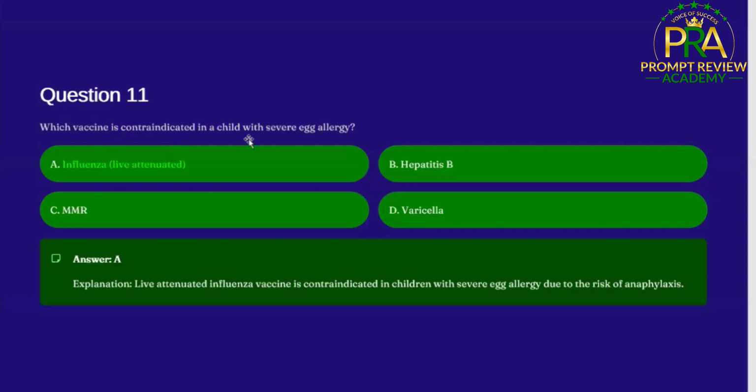Which vaccine is contraindicated in a child with severe egg allergy? Influenza, hepatitis B, MMR, and varicella. Please take note of this. The answer is influenza. It is contraindicated in children with severe egg allergy due to the risk of anaphylaxis.